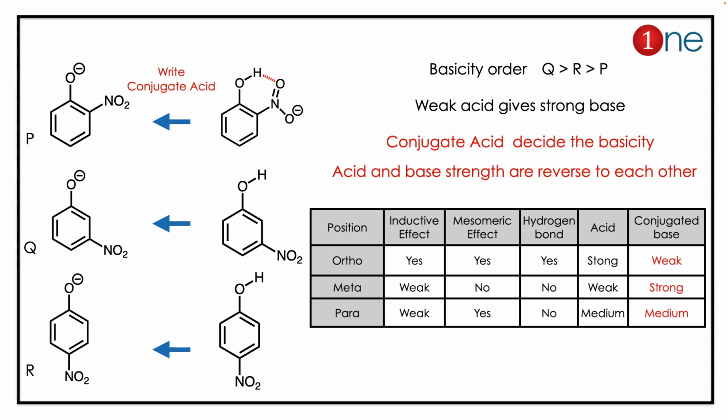So you have to find the acidity and convert it into basicity. Everybody knows by the simple fact that meta is the weaker acid because of the electronic effects. So the strongest base will be meta. The concept you have to learn here is that the acidity of the conjugate acid decides the basicity of the base.